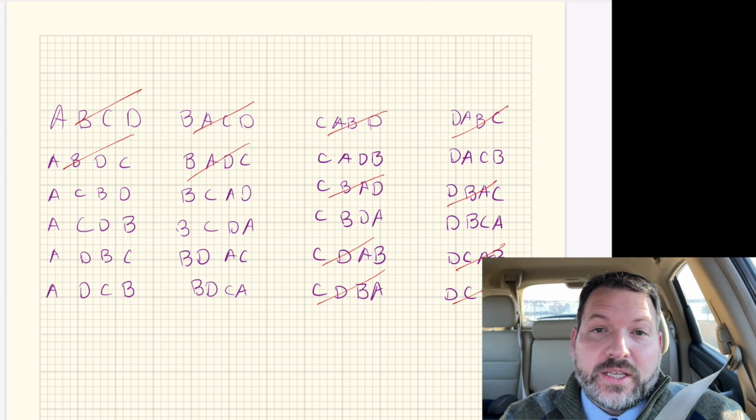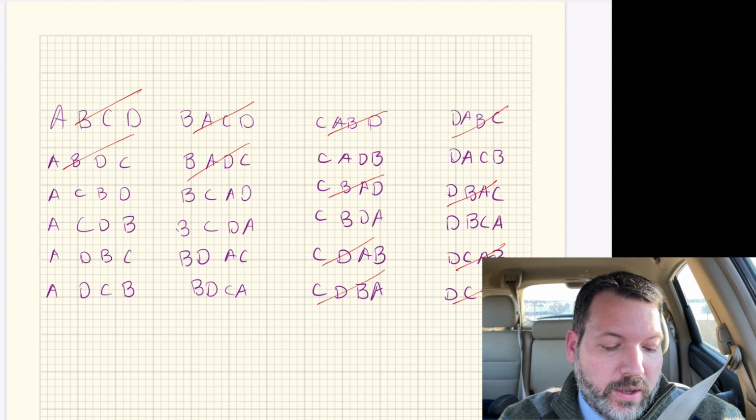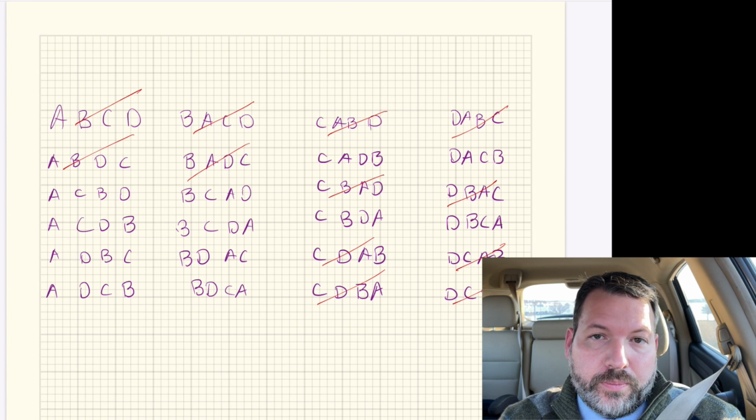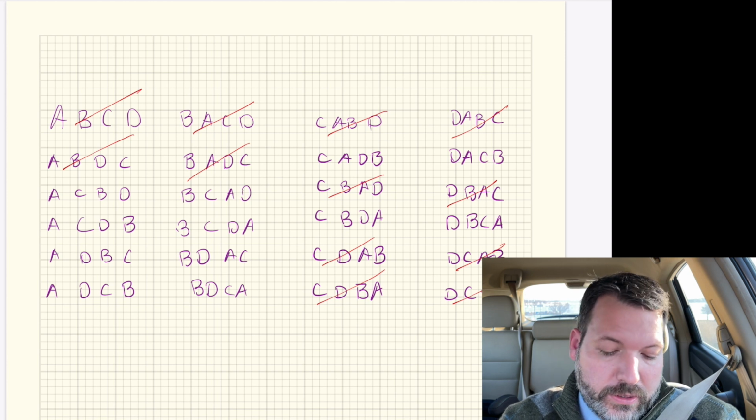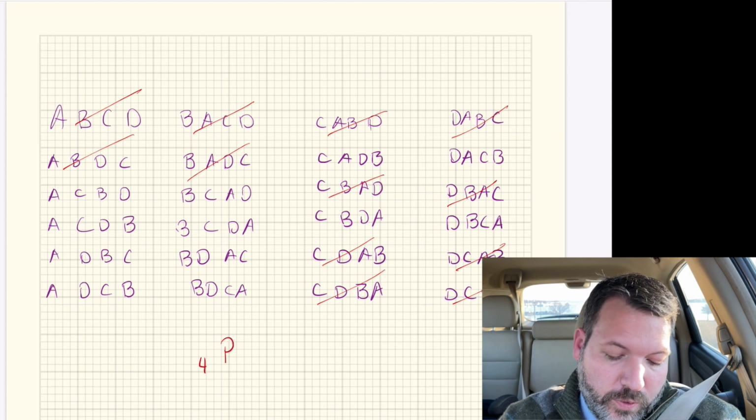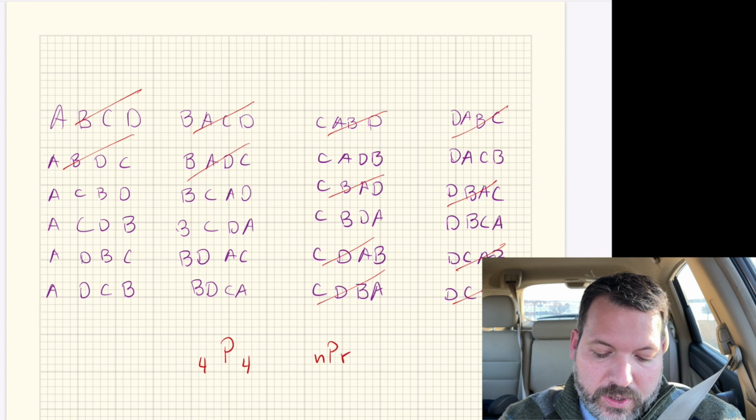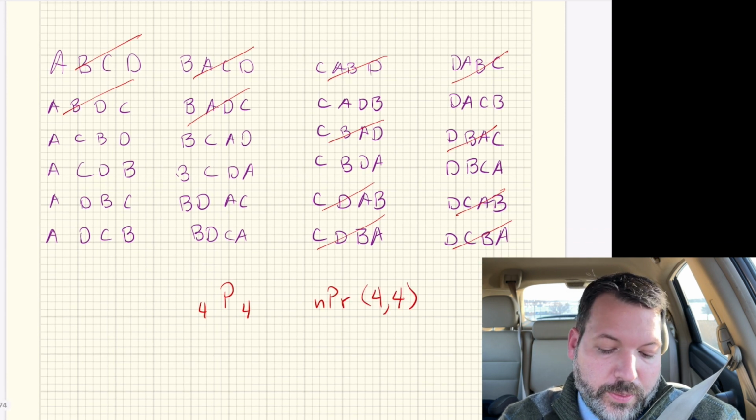Okay, so this is what the list would look like if we gave our 24 individuals all the possible spaces. That is what would be called 4 permute 4. And so in your calculator, this would be 4P4, or sometimes it's called nPr, 4, 4, or I suppose it could even be something like P 4, 4.